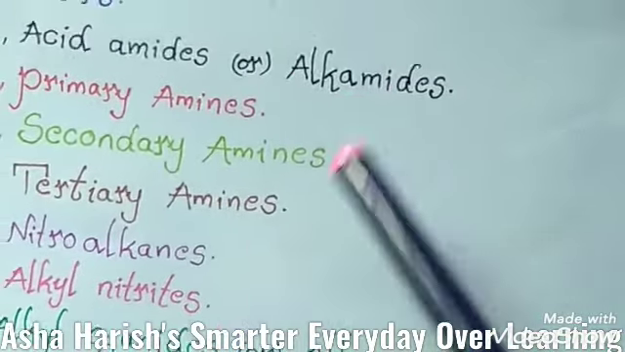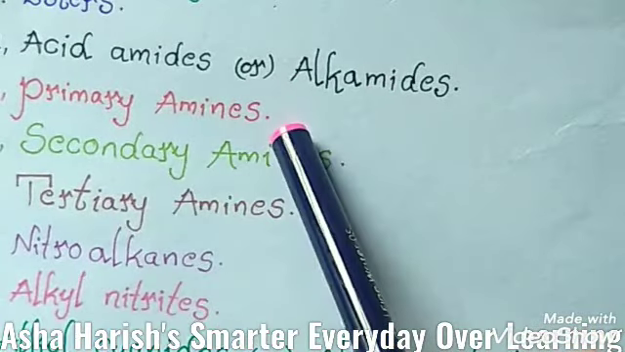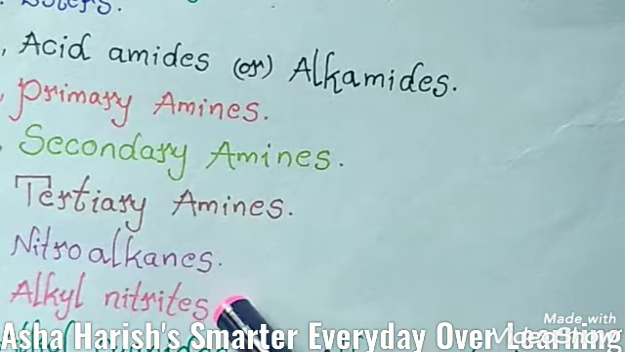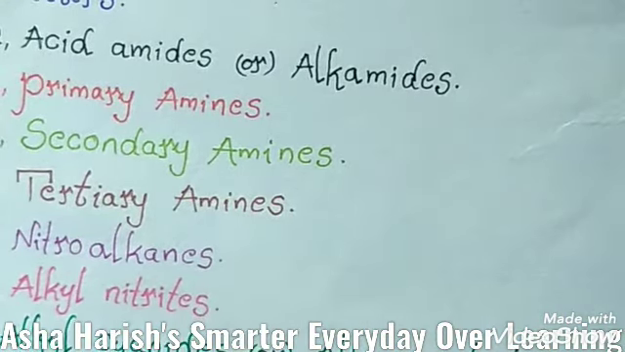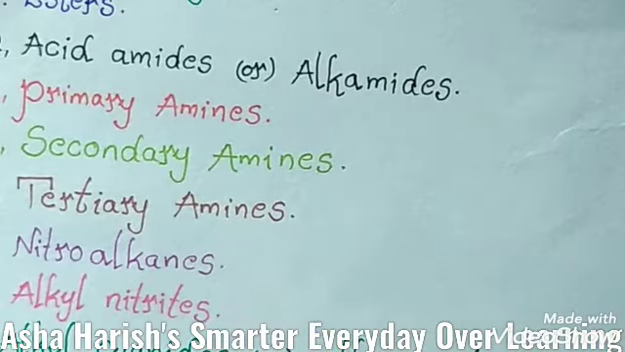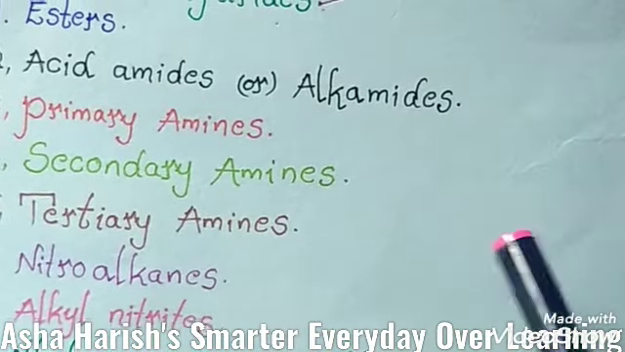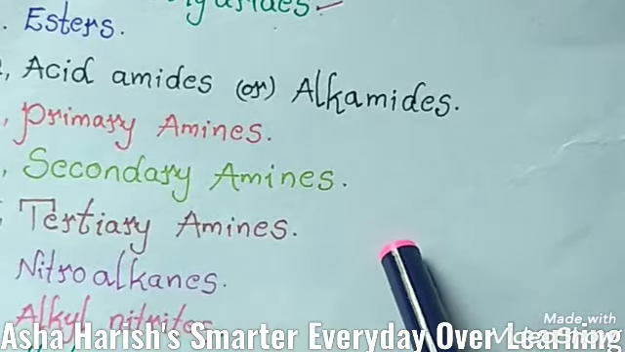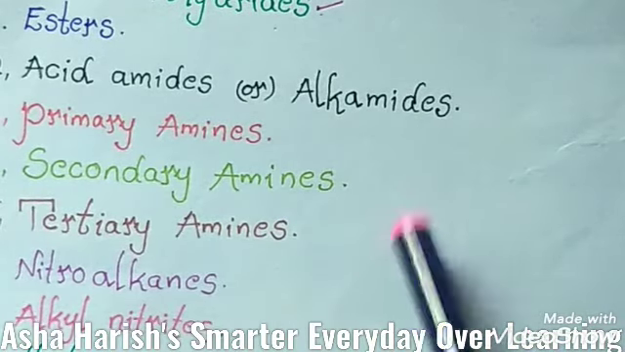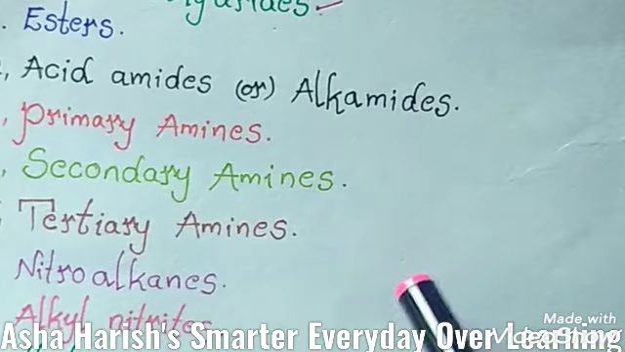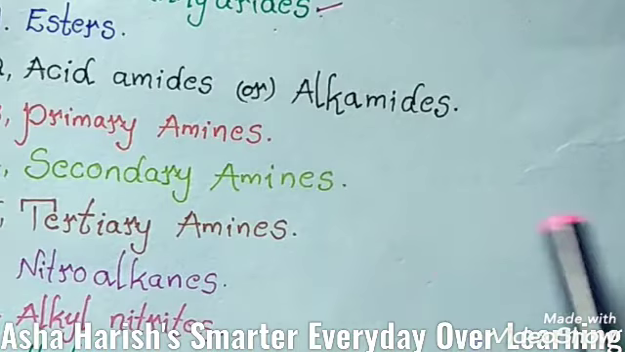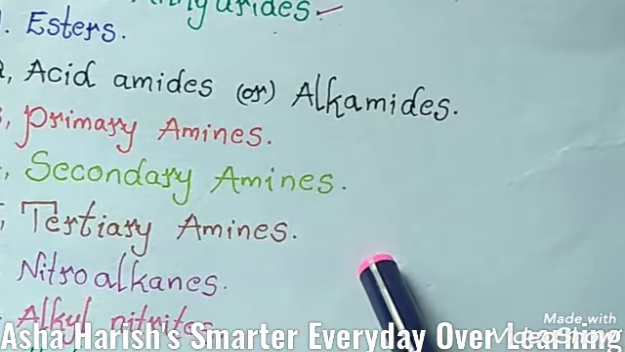Here, up to isocyanates, what we have: acid amides, primary amines, secondary amines, tertiary amines, nitroalkanes, alkyl nitrites, alkyl cyanates and isocyanates, right? These are all topics I shall try to finish in this one session. Just concentrate and please note down what I'm going to explain to you and the examples. Okay students, without any delay, let's get into our class today.